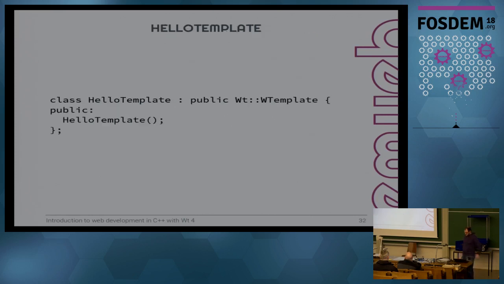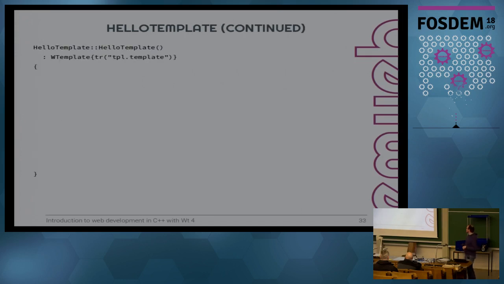So let's define our template now. This is a way that you can extend widgets to build larger widgets. So we'll just inherit from WTemplate. And first, we'll initialize that with our string. So we'll use a tr function to retrieve tpl.templates. And then you can register this tr function that we're using.